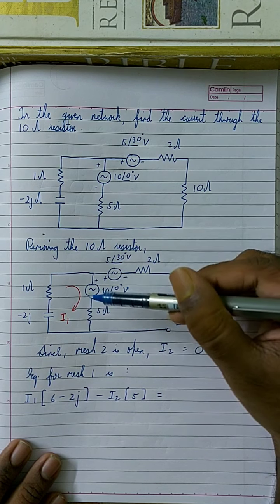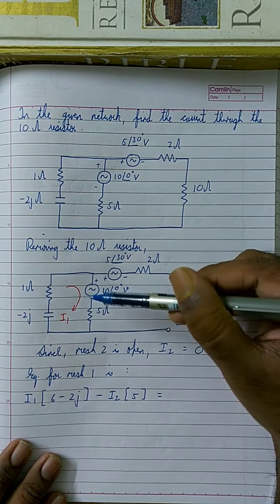Okay, 10. And the same I2 is flowing from left to right, which means it is flowing into the positive terminal of 5 angle 30. It is flowing into the positive terminal, which means this positive terminal is not generating I2, it is opposing I2. So therefore it is minus 5 angle 30 degrees.